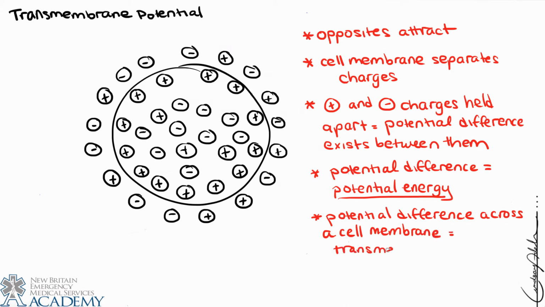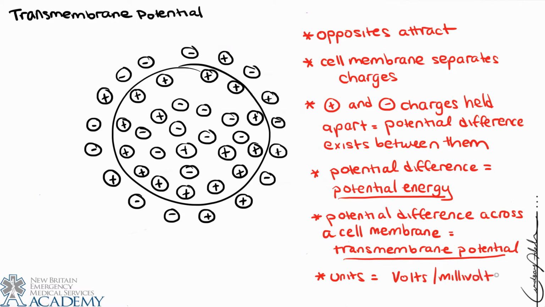So a potential difference across a cell membrane is called transmembrane potential. So that's actually what we're talking about. When we refer to transmembrane potential, we're really talking about potential energy. The unit of measure for transmembrane potential is volts or millivolts. Now, cells are super tiny, so we're really going to just use millivolts. And the abbreviations are capital V for volts and then a lowercase m capital V for millivolts.